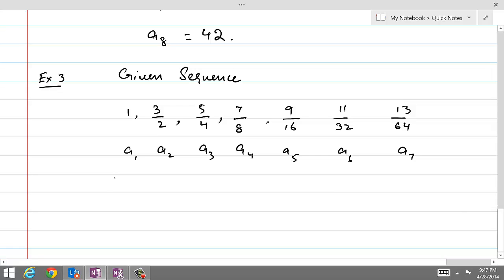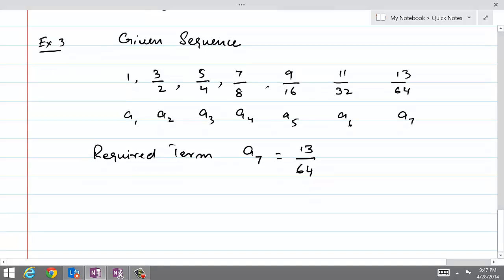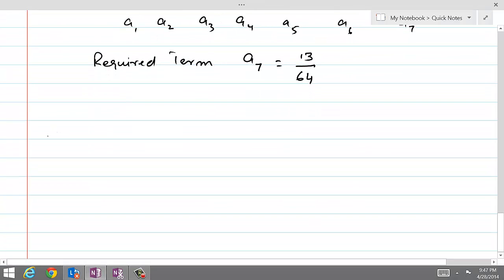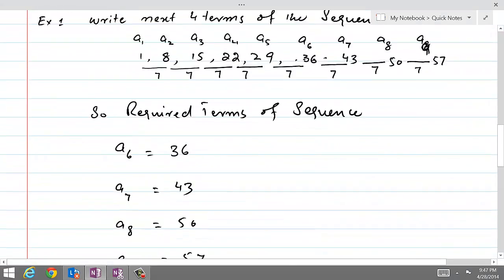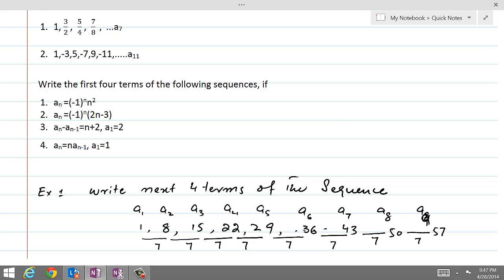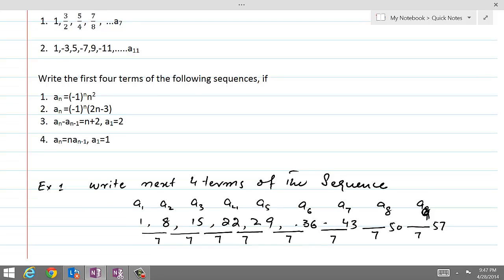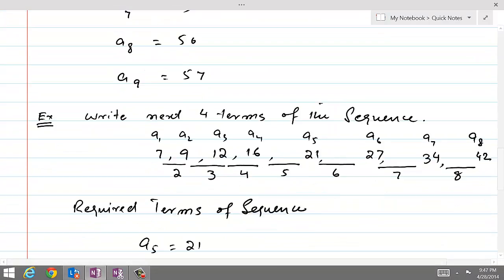So the required term, which was A7, is equal to 13 over 64. Now we will do the next question, and let's write it as example 4. This time we are going to write the 11th term, and the sequence given is 1, minus 3, 5, minus 7, 9, minus 11. So let's write this down.